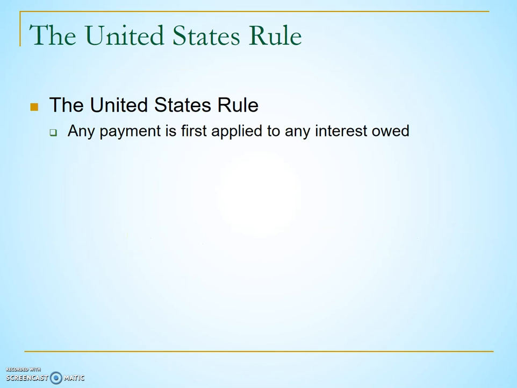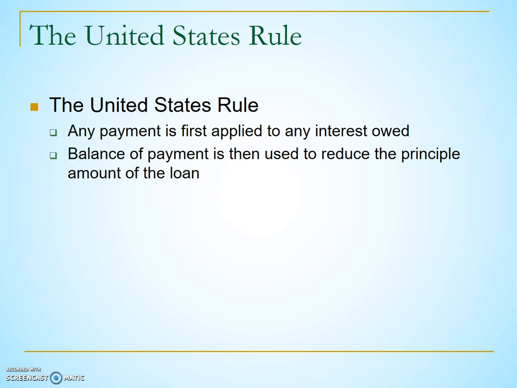The United States Rule takes any partial payment and first applies it to the interest that is owed. The remaining amount of the payment is then applied to the principal amount of the loan.